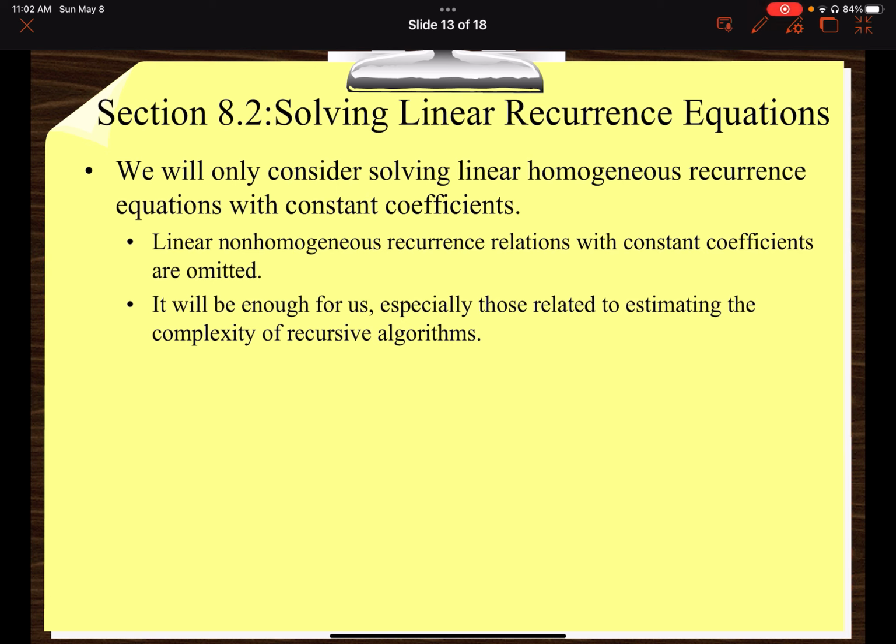And it will be enough for us, especially those related to estimating the complexity of recursive algorithms, to just study linear homogeneous recurrence equations of degree k equal 2, right? So we will take theorem 1 and theorem 2, which are related to k equal 2. Theorems 3 and 4 are for the general case. We will not look into that, okay? So let's start.